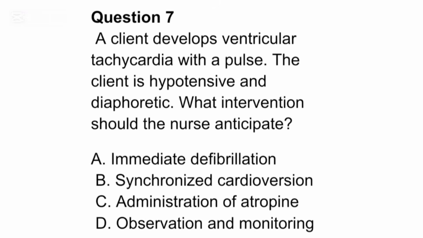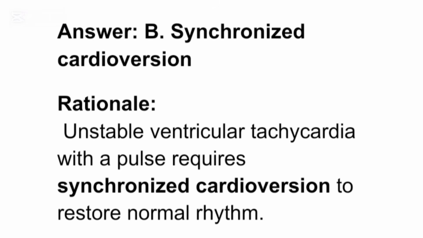Question 7. A client develops ventricular tachycardia with a pulse. The client is hypotensive and diaphoretic. What intervention should the nurse anticipate? A. Immediate defibrillation. B. Synchronized cardioversion. C. Administration of atropine. D. Observation and monitoring. Answer. B.